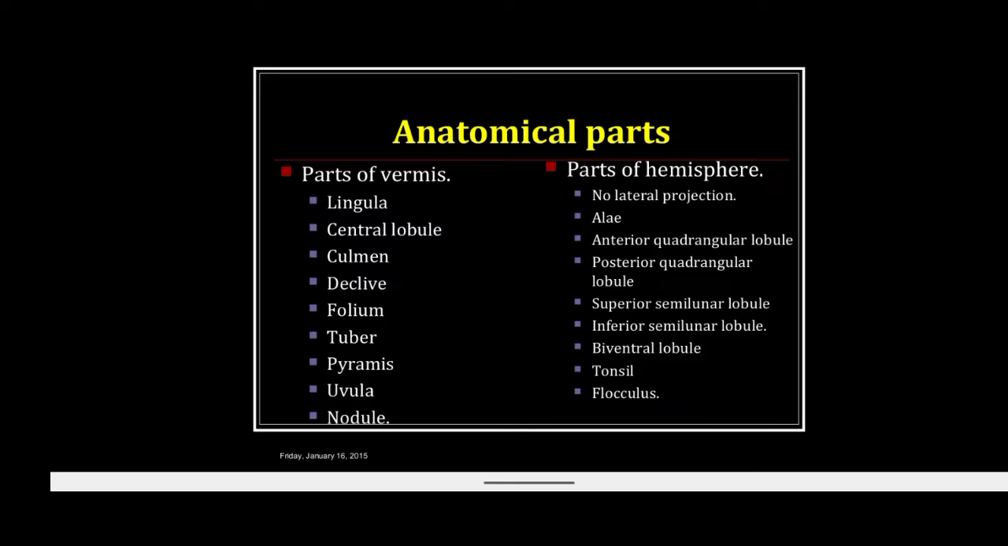Anatomical parts of the vermis and parts of the cerebellar hemisphere. The parts of the vermis are lingula, central lobule, culmen, declive, folium, tuber, pyramid, uvula and nodule. And the parts of hemisphere are ala, anterior quadrangular lobule, posterior quadrangular lobule, superior semilunar lobule, inferior semilunar lobule, biventral lobule, tonsil and flocculus. These are not very important, but you must know.